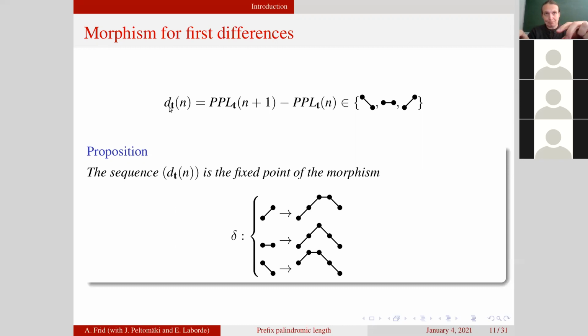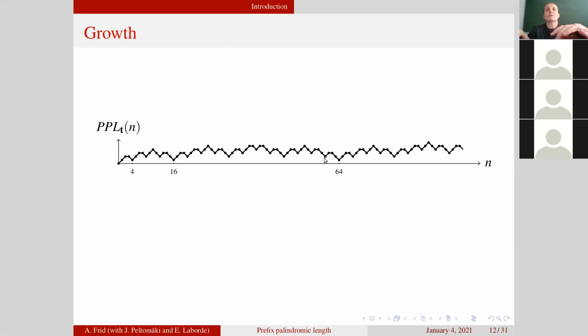If we look at what exactly we depict, it is the first differences of the prefix palindromic length. They can be equal only to minus 1, 0, or 1, and nothing more. That is true for every infinite word. And for the Thue-Morse word, it's a nice picture like this. Everything is well described by this morphism. In particular, we see that the supremum grows logarithmically. Basically, if we take a 16 times longer prefix, then the maximum grows by 3. We add 3 to the maximum when we take a 16 times longer prefix. So, of course, it is a nice and very small result. And it seemed a good idea to generalize it somehow.